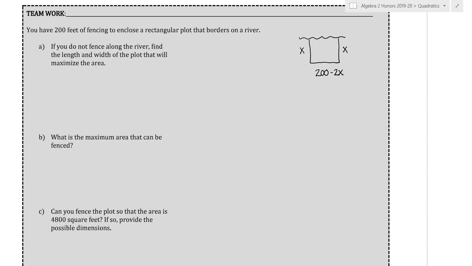So take a minute to pause the video. Remember, area is length times width of this rectangle. That's what we're trying to maximize. Write your quadratic, find the vertex to find what length is going to maximize the area and what the maximum area is.